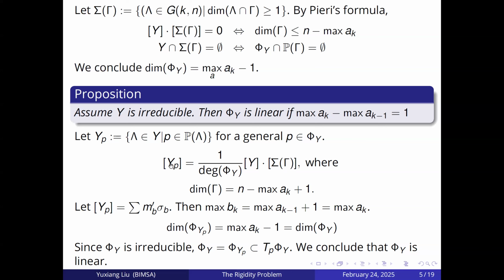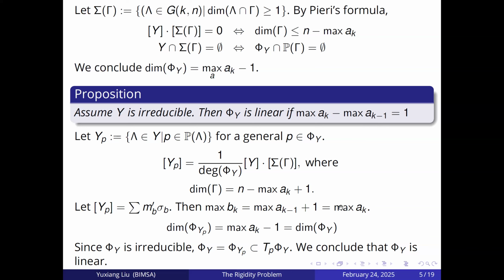If we write its class as a linear combination of Schubert classes, in fact we can compute it using Pieri's formula, we get the maximum of b_k equals the maximum of a_{k-1} plus 1, which is, by assumption, the maximum of a_k.